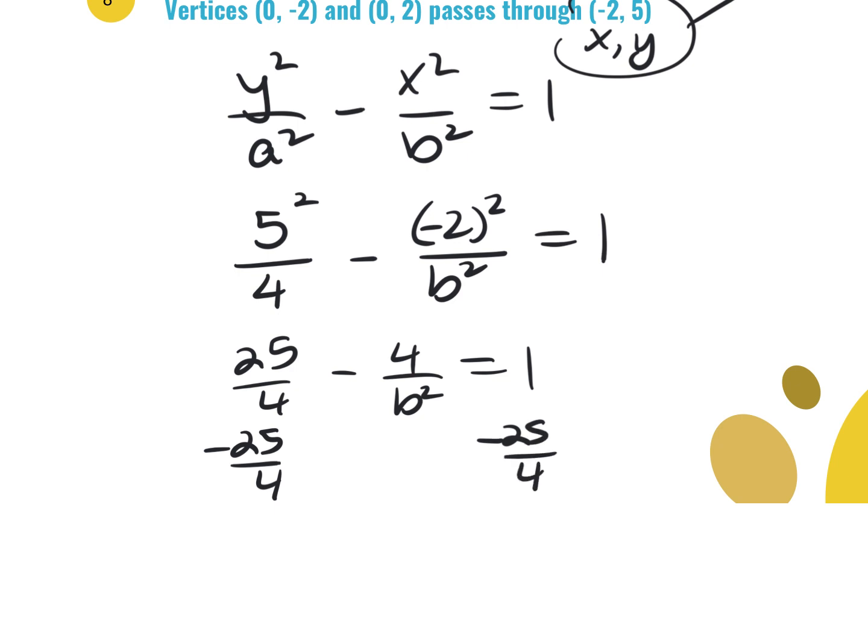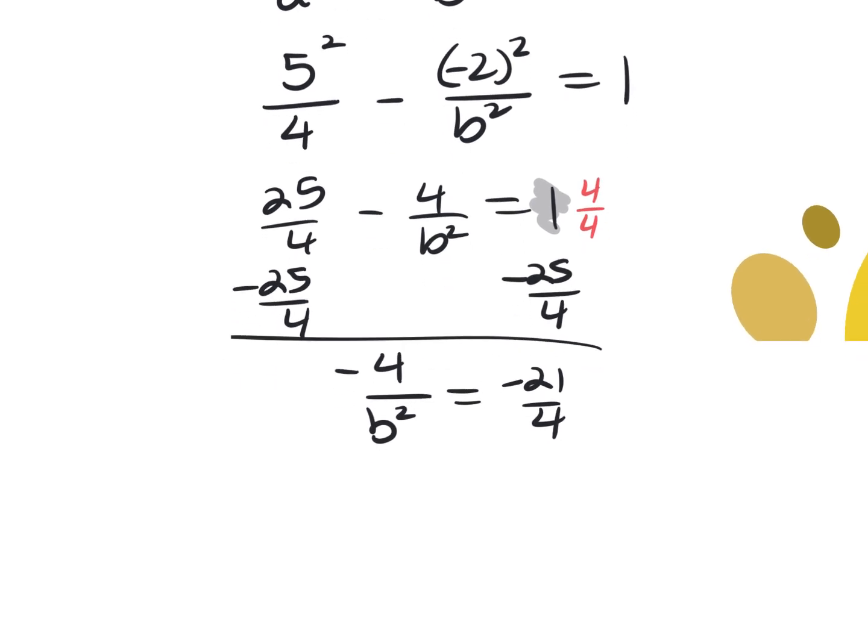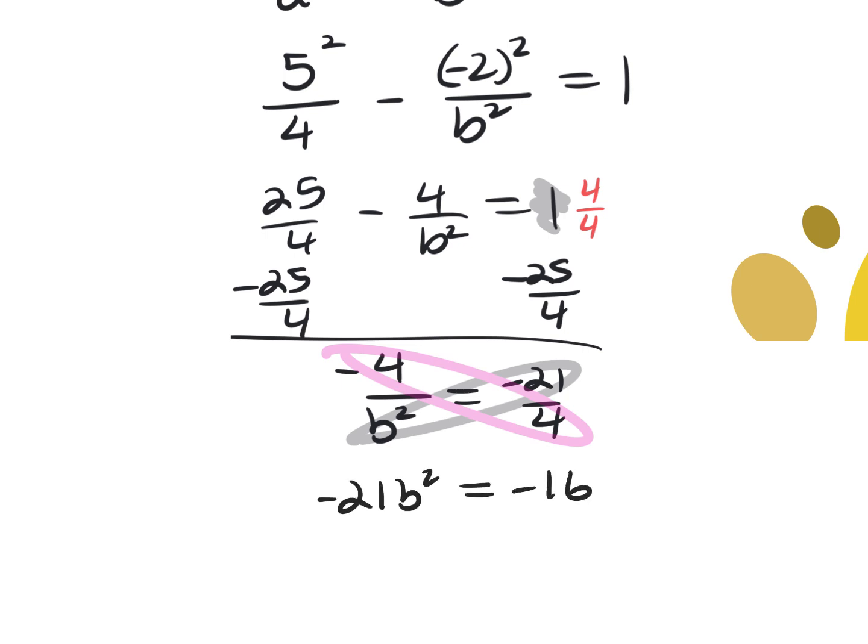I'm going to change the whole number 1 and make it a fraction. So I'm actually going to change this 1, and I'm going to make it 4 over 4, so it has a common denominator to subtract the 25 over 4. So -4 over b squared equals -21 over 4. Whenever I have two fractions set equal to each other, I'm going to solve this as a proportion. So I'm going to do the cross products. So I'll multiply this diagonal times this diagonal, and I end up with -21b squared equals -16.